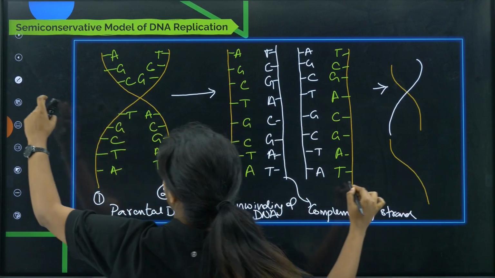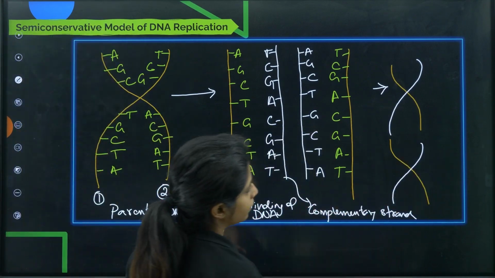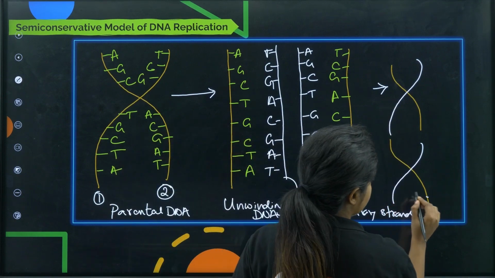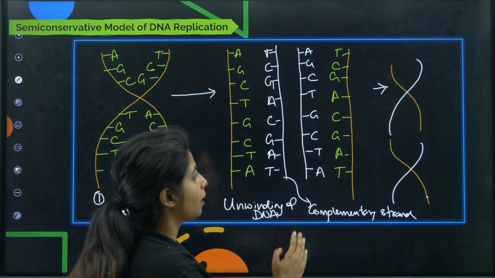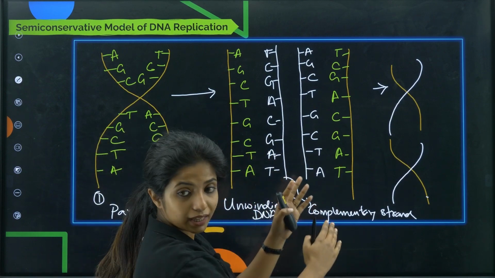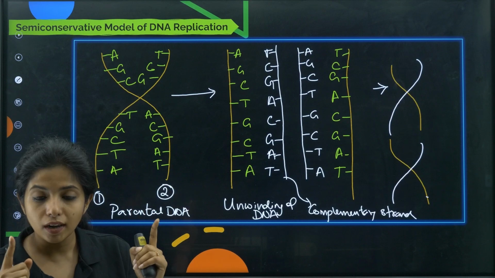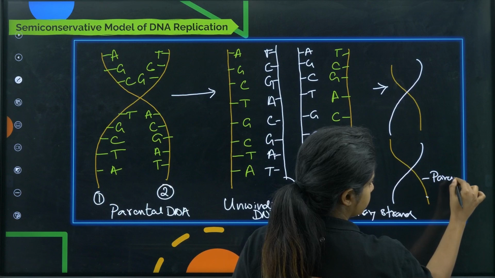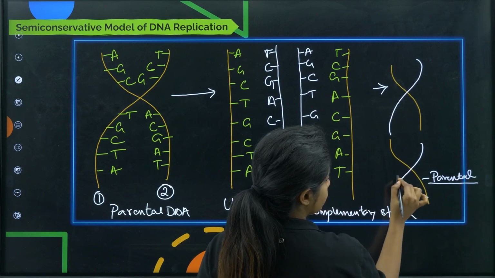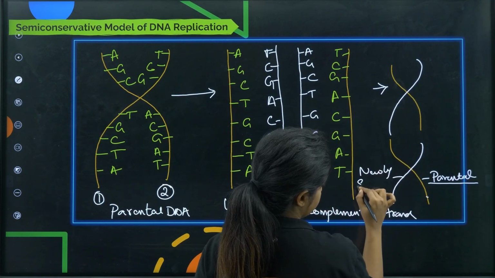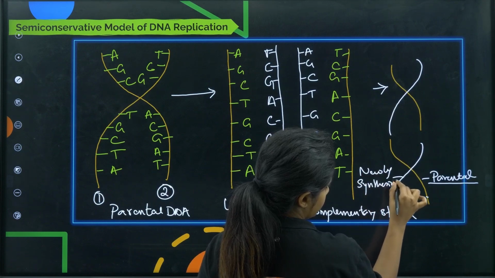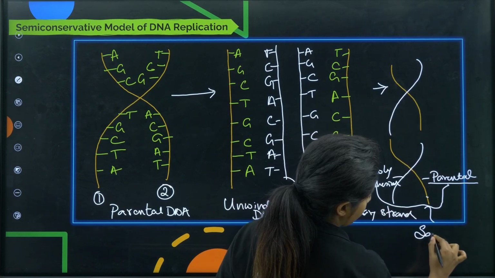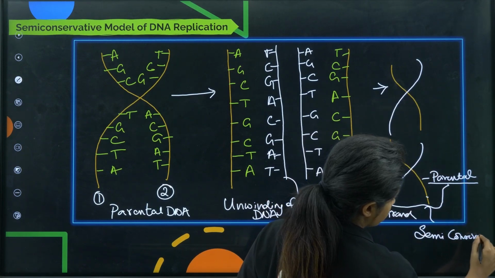There will be one parental strand, which is in yellow, and the other one is a newly synthesized strand, which is why it is semi-conservative. So I'm not joining them back. Basically I am conserving one parental strand over here. So this is what? Semi-conservative. This is parental, and this is the newly synthesized one. This is parental, this is newly synthesized. Together, basically, what are they forming, children? This is the semi-conservative model.